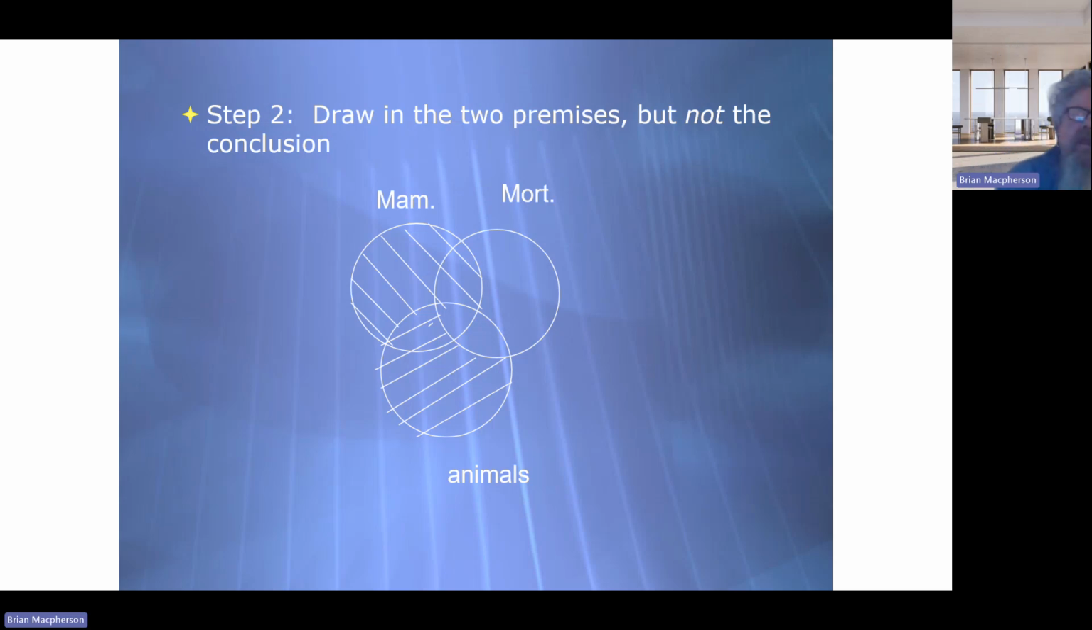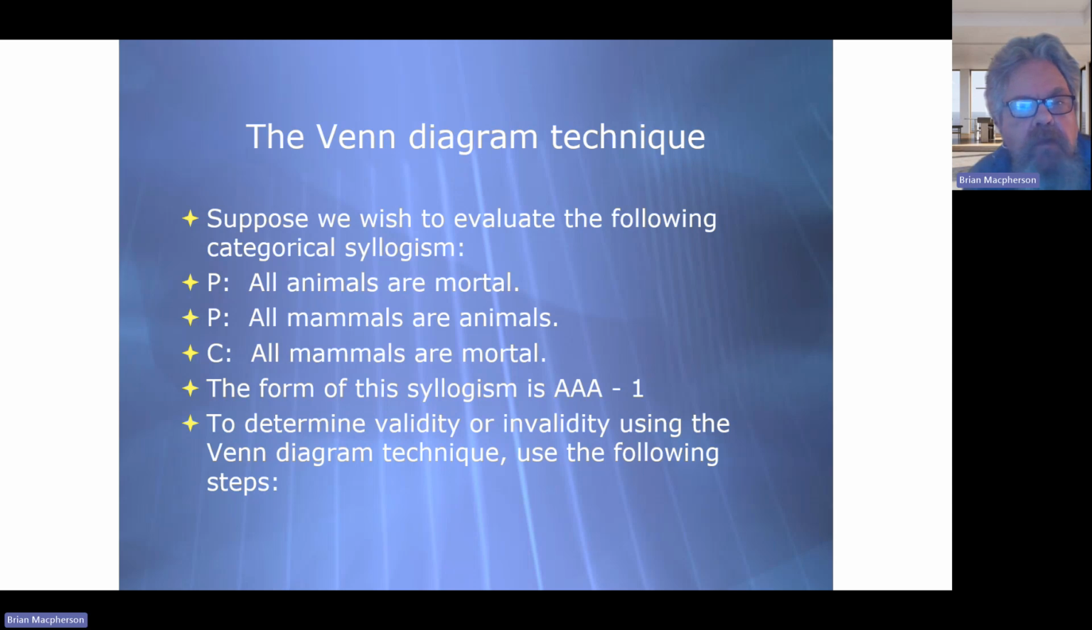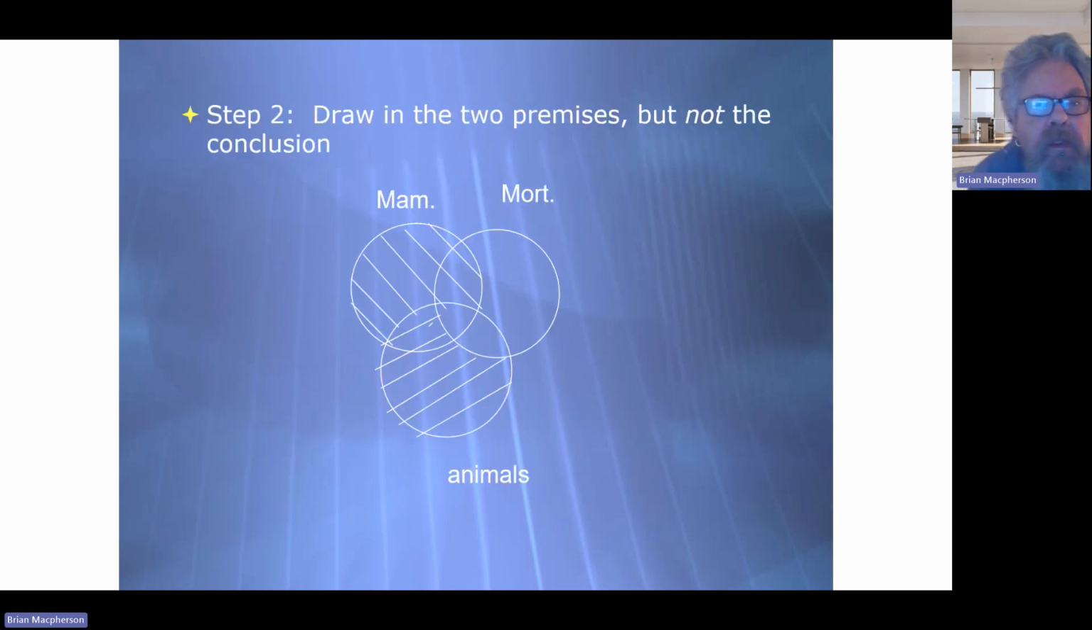So here's the deal. Using the Venn diagram technique, a categorical syllogism is valid if in diagramming in the premises, you also get the conclusion. If you diagram in the premises and you don't get the conclusion, then the syllogism is invalid. So notice here, I diagrammed in the premise, all mammals are animals. I diagrammed the premise, all animals are mortal, and this is the diagram I get. The question is, is the conclusion in that diagram? The conclusion is all mammals are mortal. Well, the only place where there are mammals is where it intersects with mortal. So this, in fact, does say that all mammals are mortal.